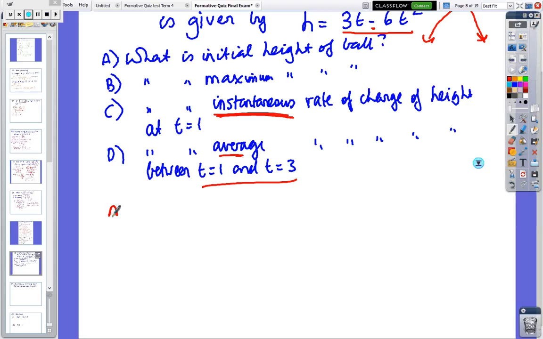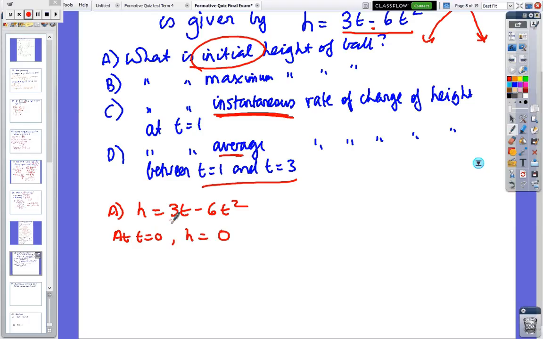Okay, so h equals 3t minus 6t squared. Initial means t equals 0. H equals 0 because you've got 2 zeros to substitute, and then just make sure you've got units. Height equals 0 meters. B, the maximum height is at a turning point.